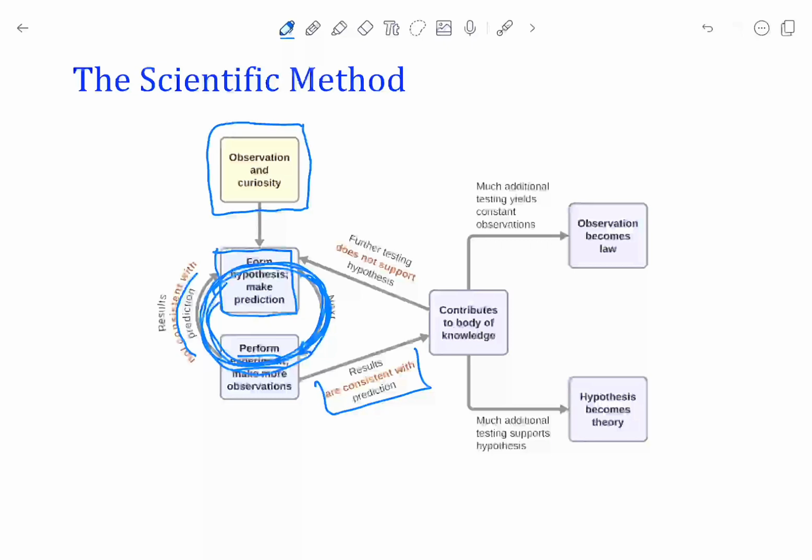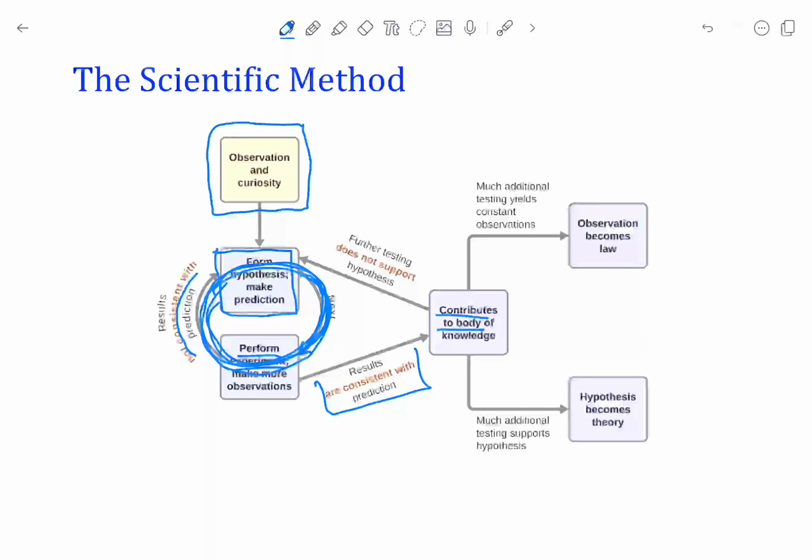Okay? But once our results are consistent with our prediction, then those results, that newfound knowledge, contributes to the body of knowledge overall. And what people do then is they test it themselves. The other chemists, other scientists test those hypotheses and try to either prove it or disprove it.